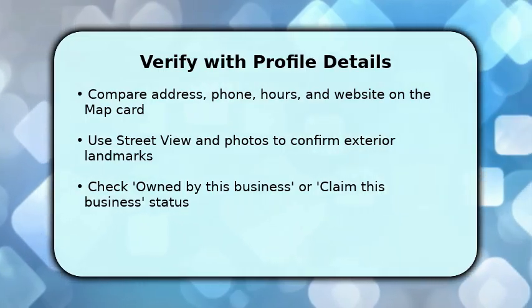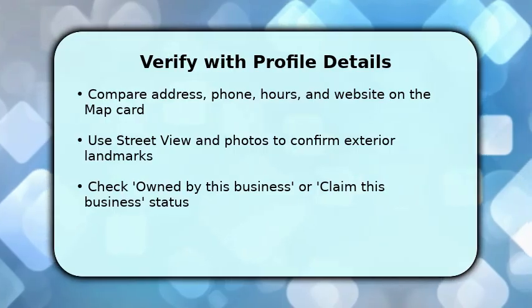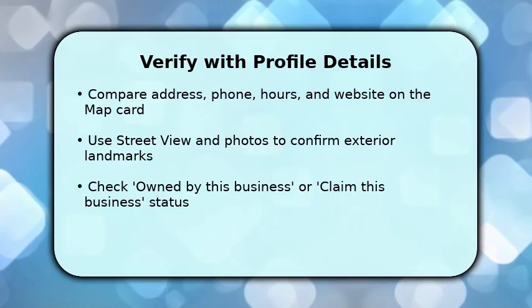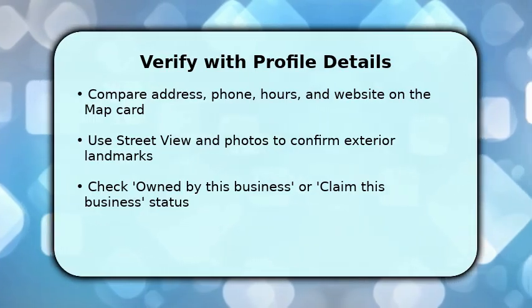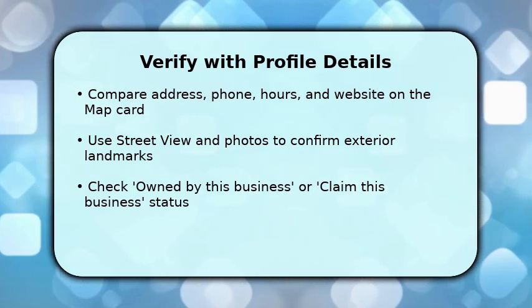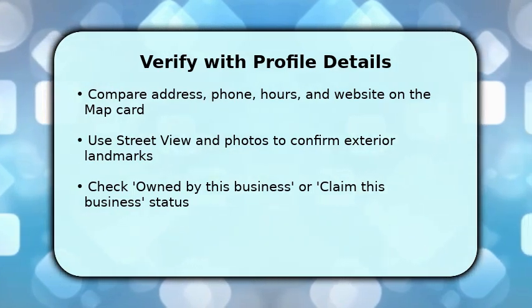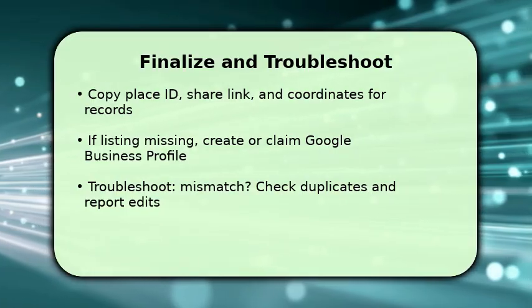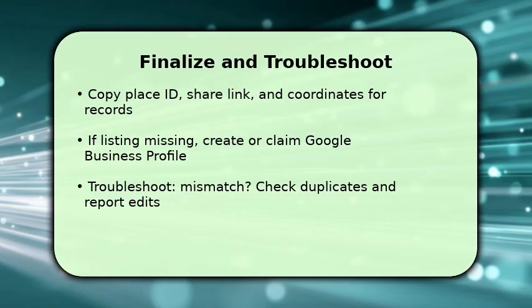If multiple listings exist, use the coordinates or shortened URL to confirm which one clients use. Also note whether the profile shows "owned by this business" or "claim this business." That tells you if you can request access or need to create a claim. Once confirmed, copy the place ID, share link, and coordinates into your client file so you can return instantly.